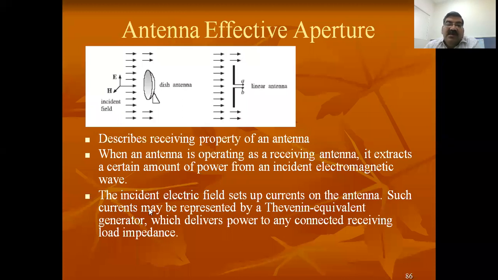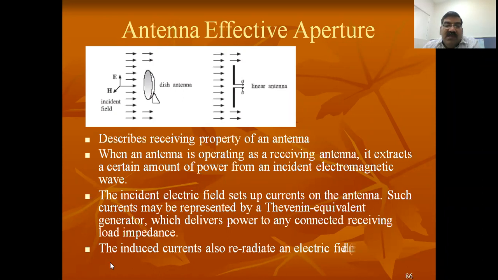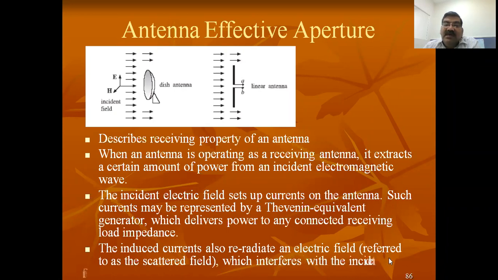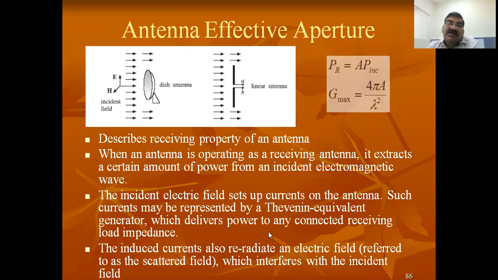As I told you, the incident electric field sets up a current on the antenna. Such a current can be represented by the Thevenin's equivalent circuit, as we discussed, and can be converted into the receiving and load impedance. The induced current also re-radiates an electromagnetic field, referred to as the scattered field. It will reflect somewhere else, which interferes with the incident field, and it will disturb the receiving of the antenna.